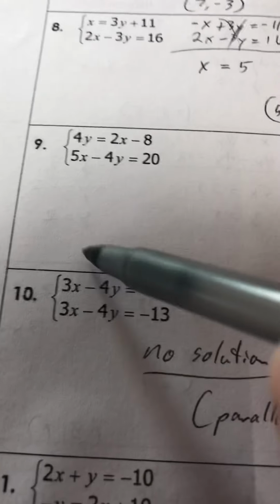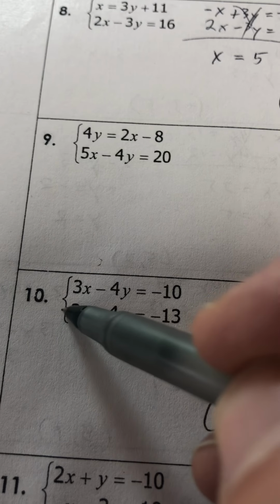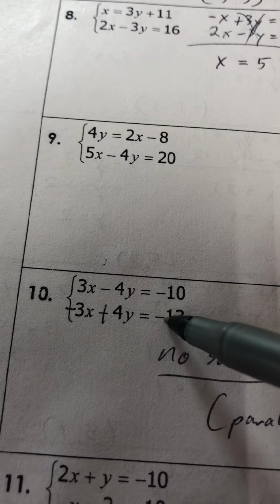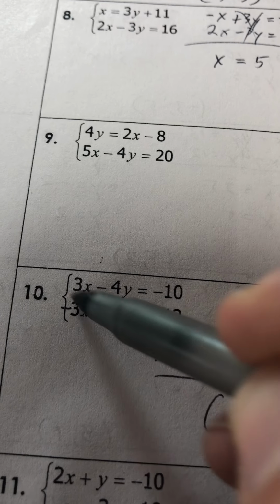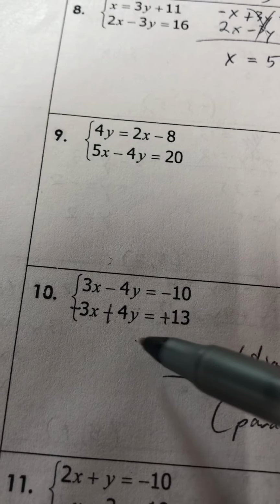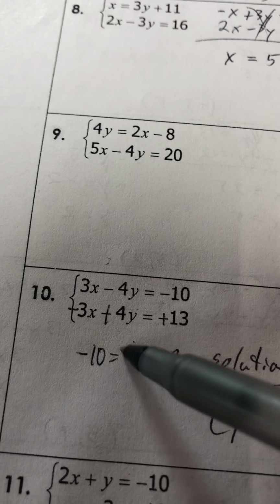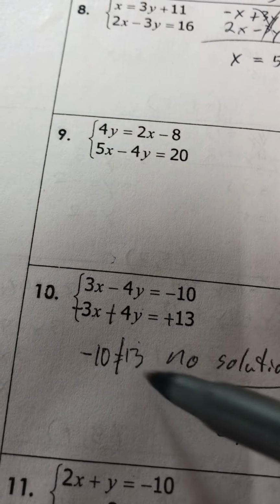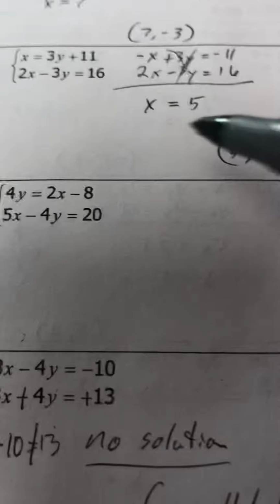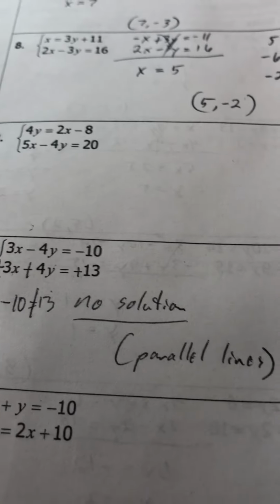In fact, if you started to do this, if I changed all these signs, negative, positive, positive, if I changed all of them, so this would cancel out and this would cancel out, I would get just negative 10 equals 13. Negative 10 does not equal 13. And there's no solution, meaning that they're just parallel lines. They're never going to intersect.